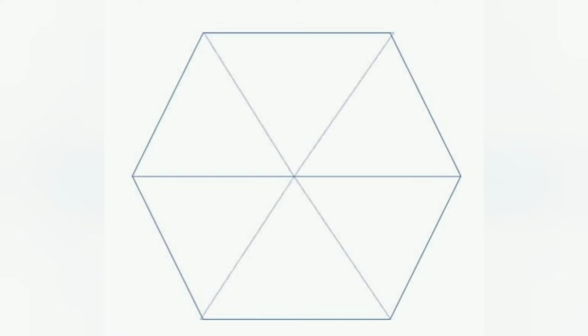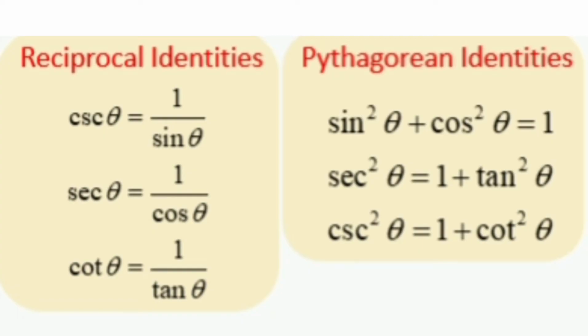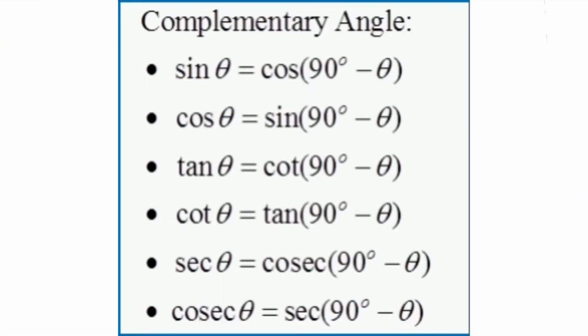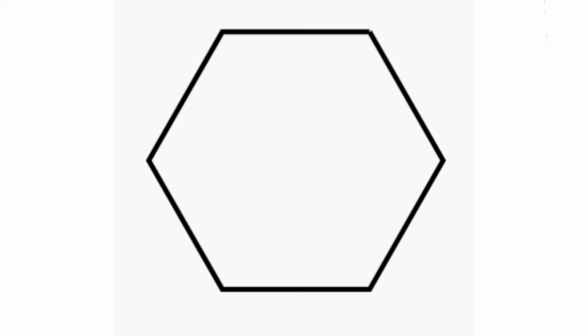We will be memorizing the following formulae. First is the cos theta, sec theta, cot theta and the reciprocals. Then we will be memorizing sine square theta plus cos square theta is equal to 1, etc. And we'll also be memorizing the complementary angles, which is sine theta is equal to cos of 90 degrees minus theta, etc. So let us take our hexagon first.